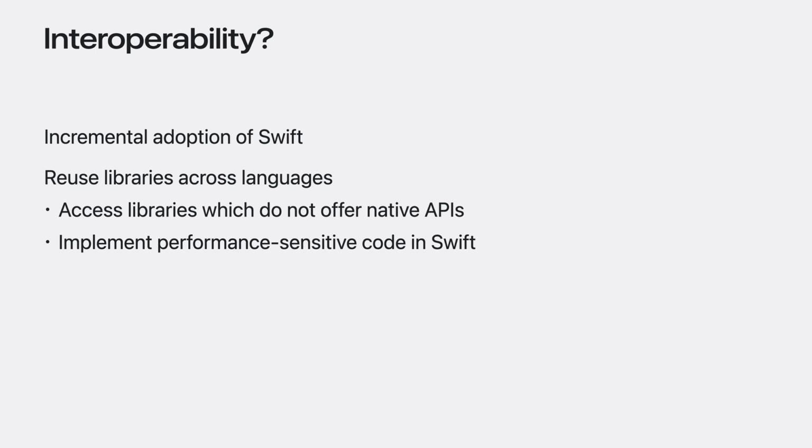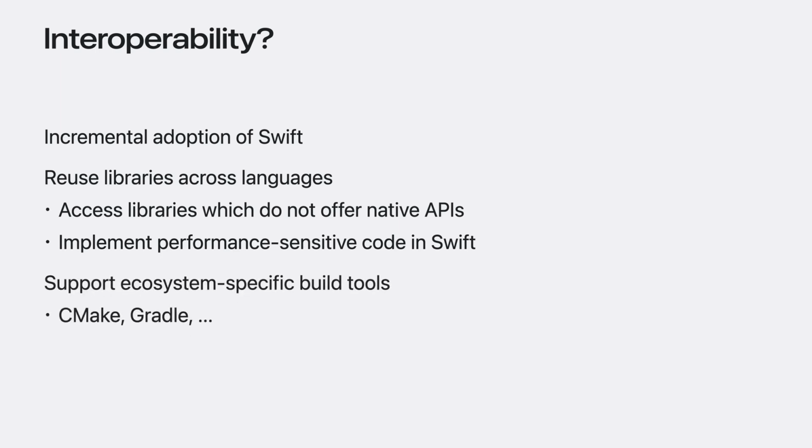And the way we approach interoperability goes beyond just the language as well, as we integrate with build tools that are most appropriate for each ecosystem, like CMake for C or C++, or Gradle for Java projects.